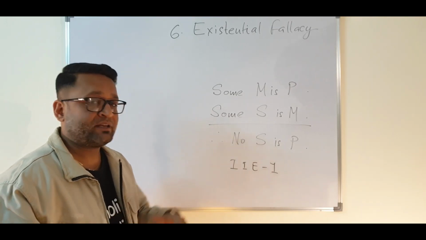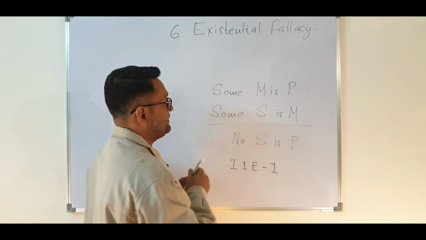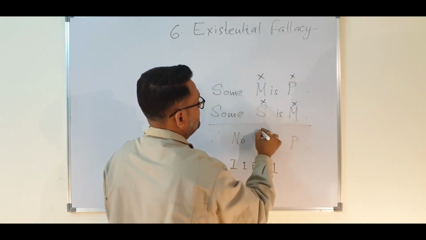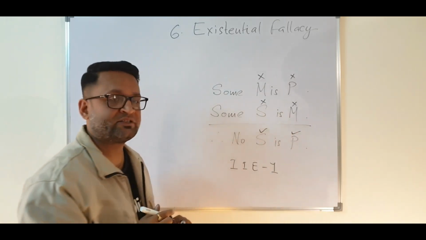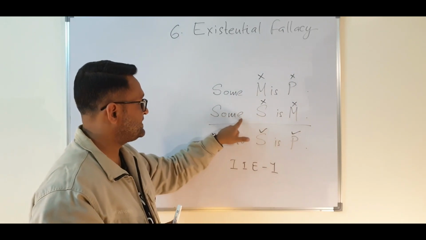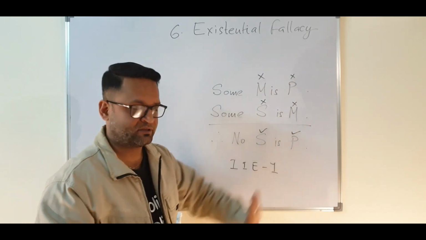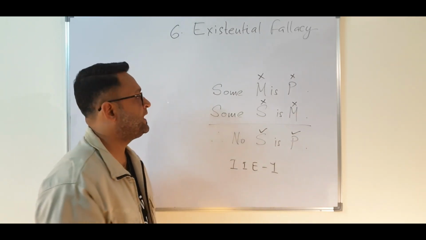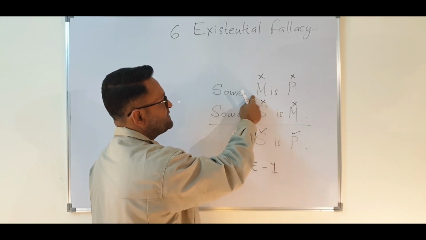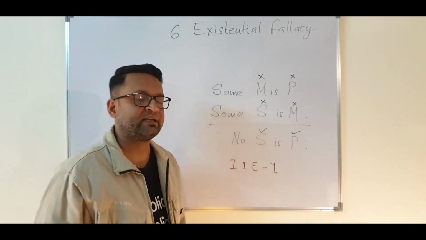Now, once we check whether the middle term is distributed, we have to see which terms are distributed here. Because it is an I proposition, none of the terms are distributed. Since this is also an I proposition, again none of the terms are distributed, and this is an E proposition, so both terms are distributed. Okay, fine. Now let us check whether the middle term is distributed at least once in the premises. No. The middle term is not distributed in the major premise, and not in the minor premise. So it is breaking the rule.